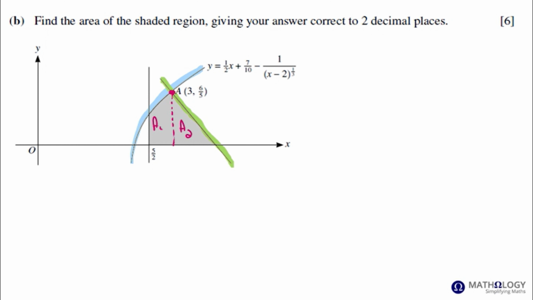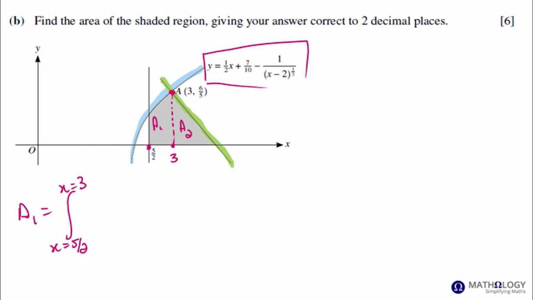So we can consider each area individually. The first area, the boundaries of integration will be from this point, 5 over 2, to the x value at A, which is 3. So area 1, we are going to be integrating between x equals 5 over 2 and x equals 3 of this function here. So let's just call that f of x. And area 2, we will be integrating from x equals 3 to this point over here.